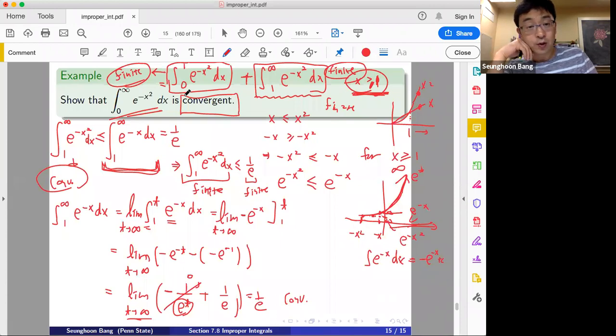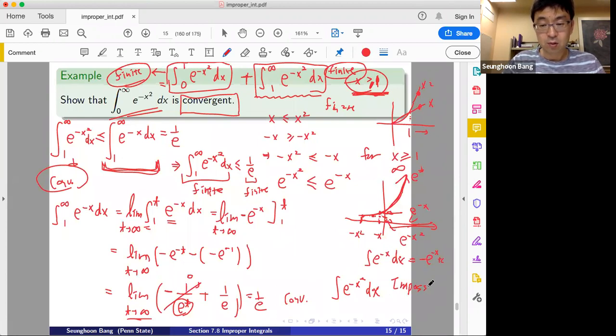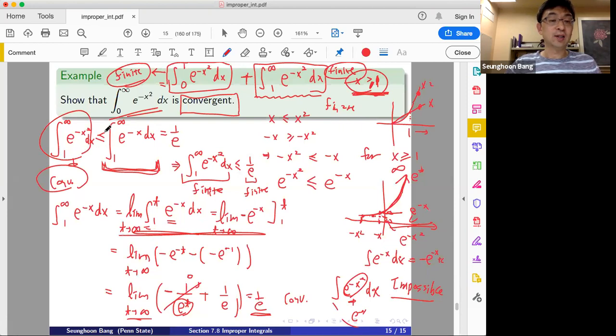Oh, what was the purpose? It's a good question. So why do you compare this one with the integral of e to the minus x? Because do you know how to calculate this one? Impossible. We cannot calculate the integral of e to the minus x squared. So in this case, we only replace the complicated one with a simple one, find the exact integral, and compare. The smaller one is less than or equal. This one we have answered.